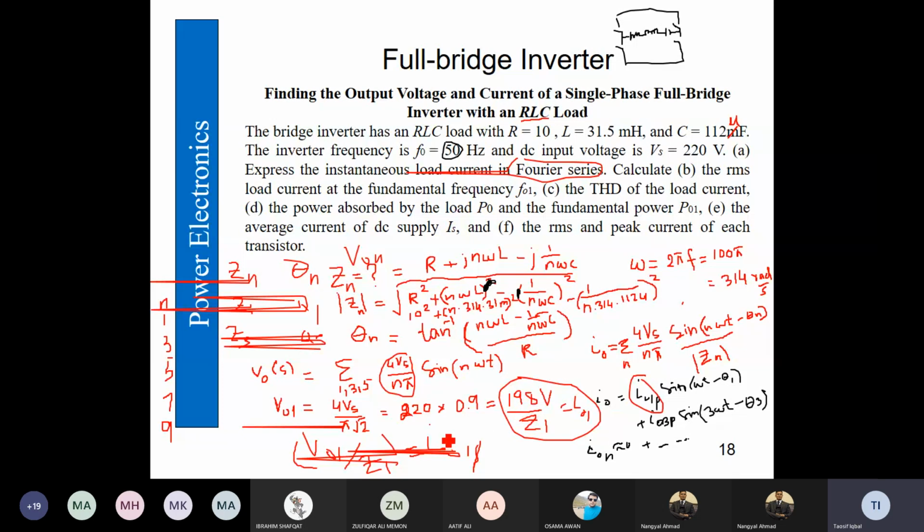और RMS हम कैसे फाइंड कर रहे हैं? 4Vs/nπ डिवाइडेड बाय √2. ठीक है, तो इस चीज का जरा ख्याल रखना है जब आप कैलकुलेशन कर रहे हो. ठीक है, RMS इज डिवाइडेड बाय √2, और जब नॉर्मल हम इंस्टेंटेनियस फॉर्म में लिख रहे हैं तो वहां पे हमने करंट की पीक वैल्यू लिखनी है.